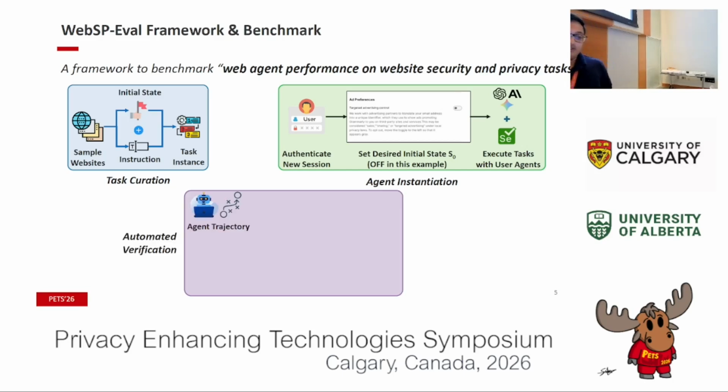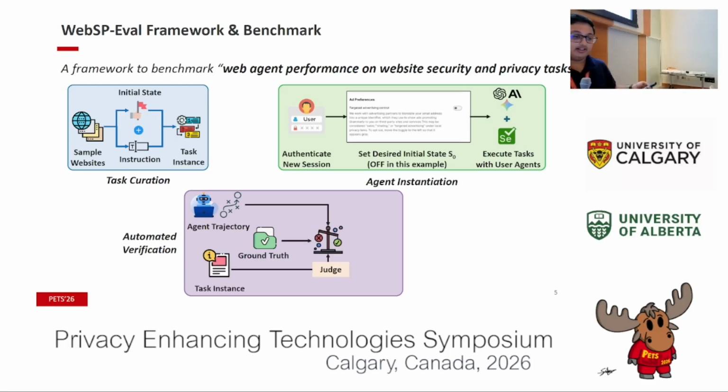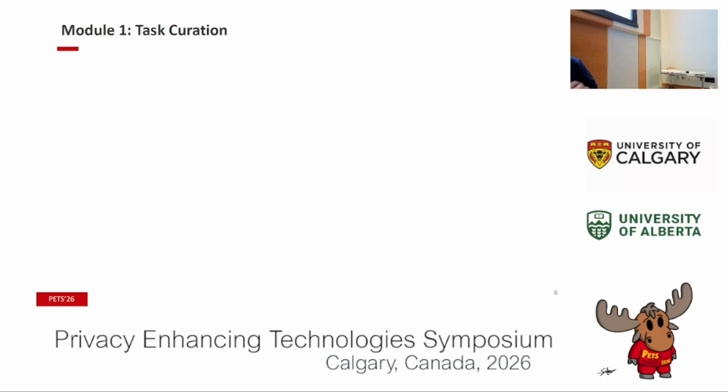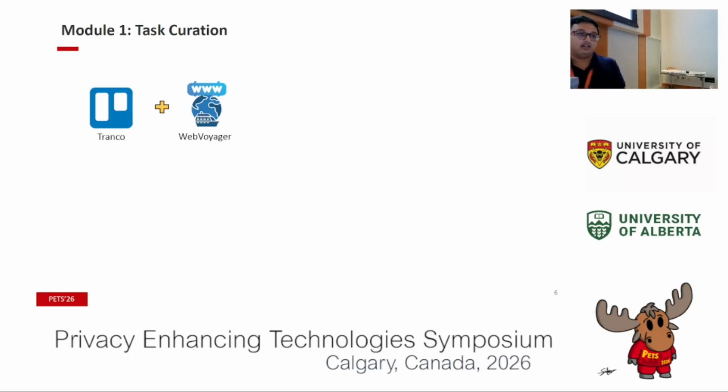And then comes the evaluation, where we do an automated verification by taking the agent's trajectory, the ground truth that is manually curated, as well as the initial task instruction. And we give that to a judge, an LLM judge, to come up with a verification to say whether the task was successfully completed or not. So let's take a look at how task curation happens. For task curation, we go to the top websites on Tranco, as well as other benchmarks and what websites they have used.